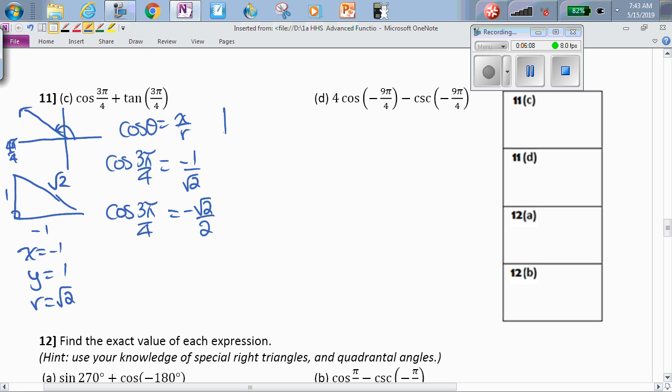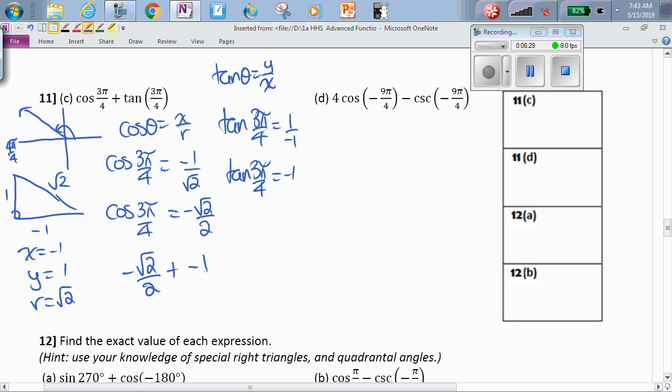And then tan of 3 pi over 4, tan theta is y over x. And that gives us, my y is 1 over negative 1. So tan of 3 pi over 4 is negative 1. And I'm adding these. So it's negative root 2 over 2 plus negative 1. And we can't simplify that. So we're just going to leave it as negative root 2 over 2 minus 1.